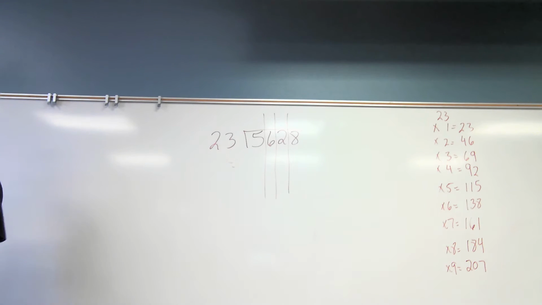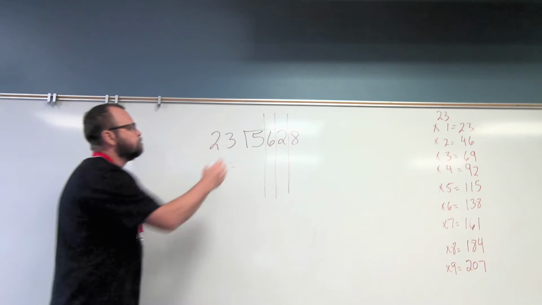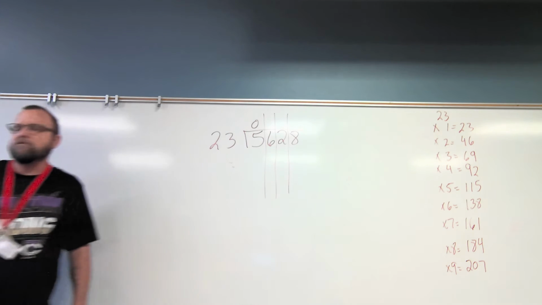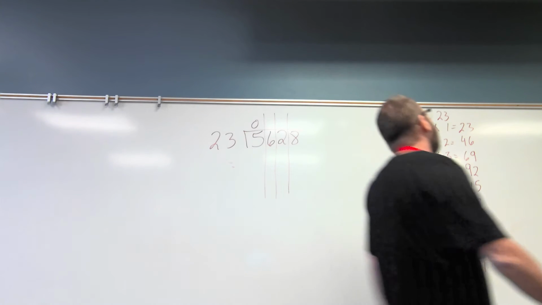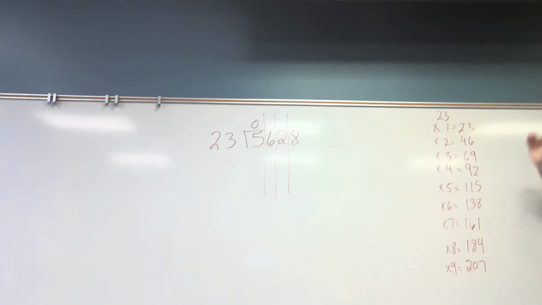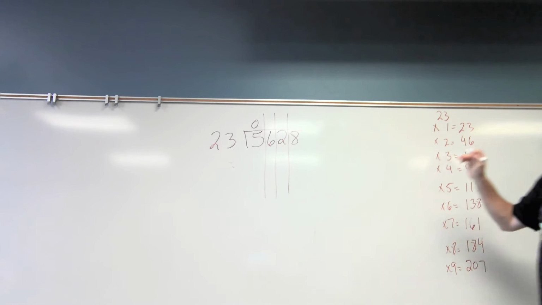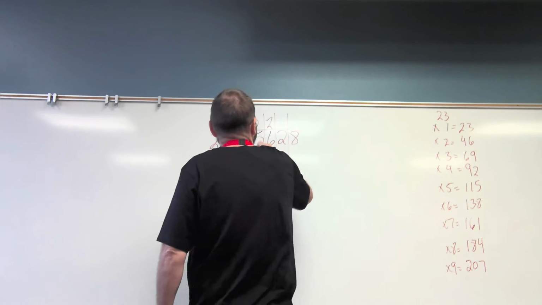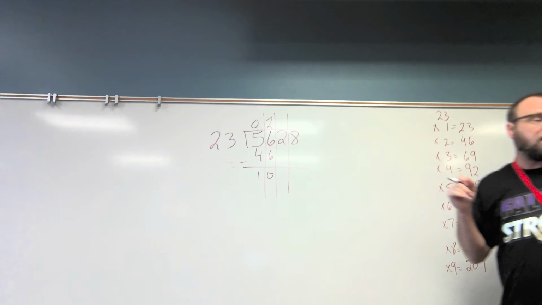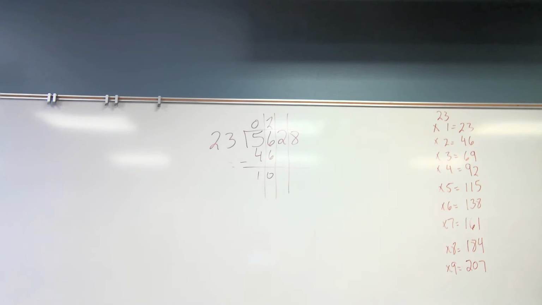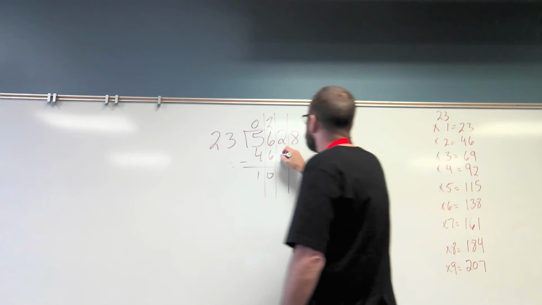All right, so does 23 go into 5? No. Does 23 go into 56? Yes. I go over here to the most difficult part of division and find as close to 56 as I can get without going over, and it is 2. And that's 46. I subtract, I get 10. 10 is less than 23, so that definitely is not going to be a problem.